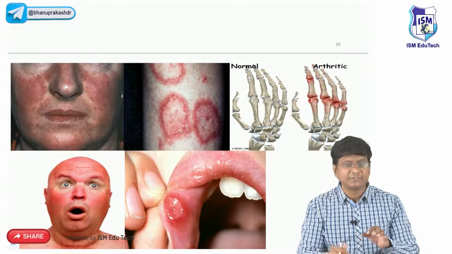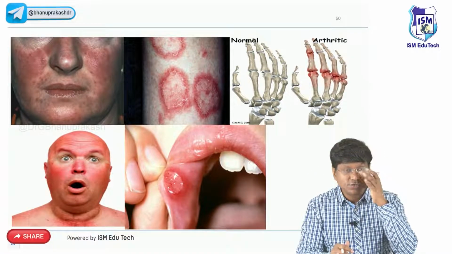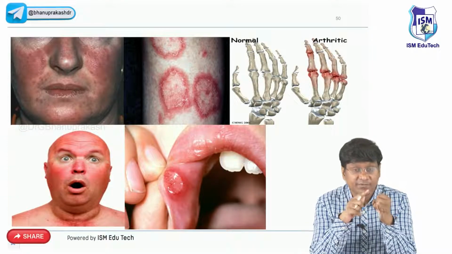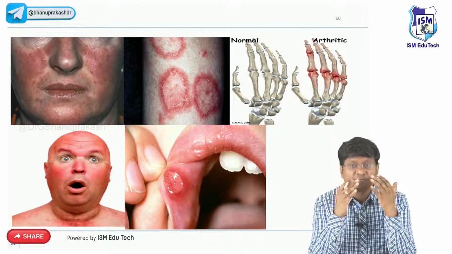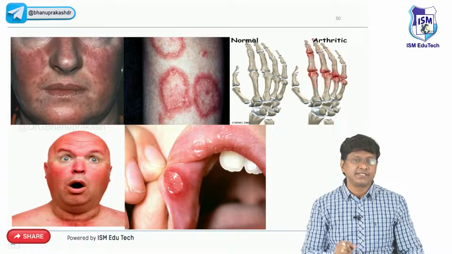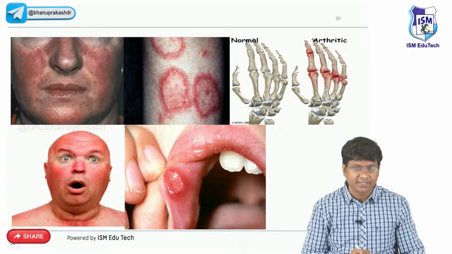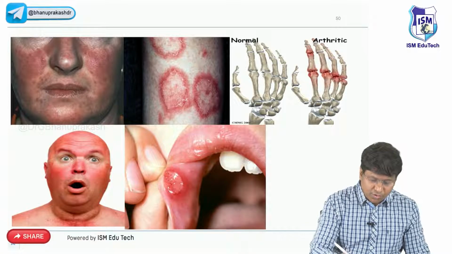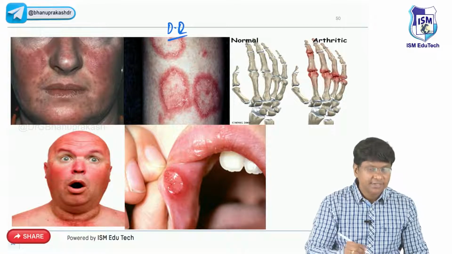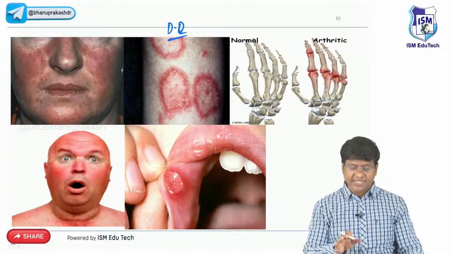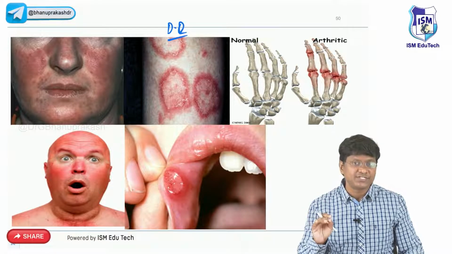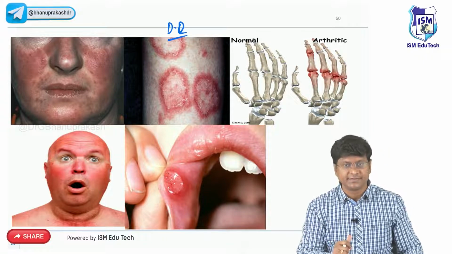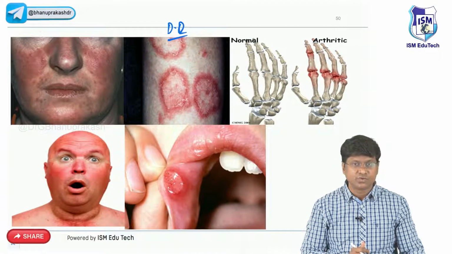And what will be the description of this malar rash? This malar rash is erythematous. It is fixed erythema, flat or raised, and present over the malar eminences as well as the sun exposed part. Apart from this, you also have the discoid rash, which is also erythematous, a circular, raised patch with adherent keratotic scaling. So that will be the discoid rash.